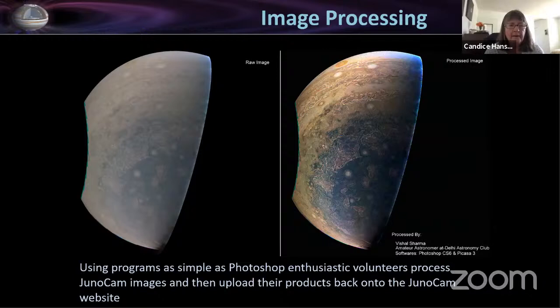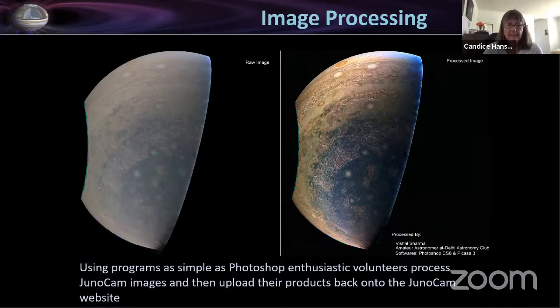And this does not require really fancy tools. If you start with the color version on the left, which is the version that we post, and you use something as simple as Photoshop, you can wind up with the version on the right. And there's lots and lots of image processing tools available to people. We do encourage people to tell us what they've done. And so this is an example where Vishal Sharma said, I used Photoshop CS6. So it's a really kind of easy entry, I think. Next slide, please.